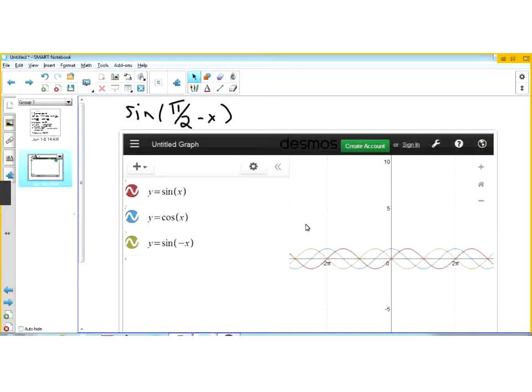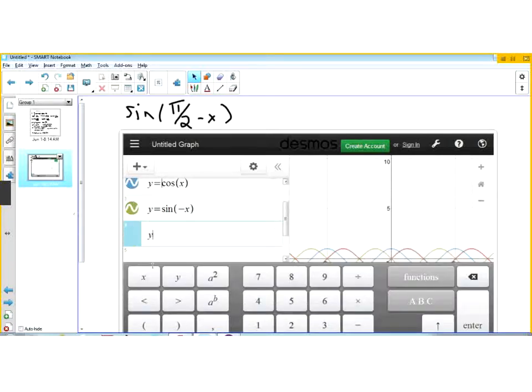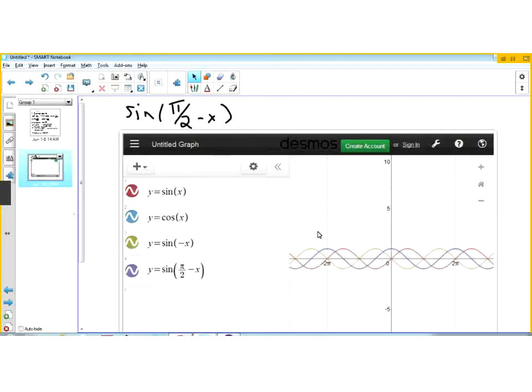Now, what would be the sine of pi halves minus x? What would that match up to? So let's graph that. y is equal to the sine of pi over 2 minus x. Okay, that's the purple curve. And you can see that the purple curve and the blue curve match up, just from a graphical experience. So purple and blue are aligned.